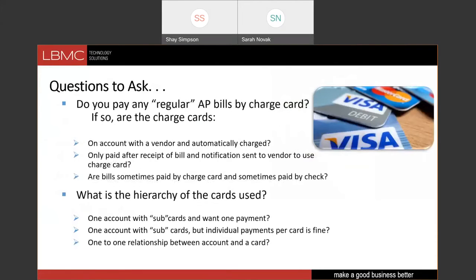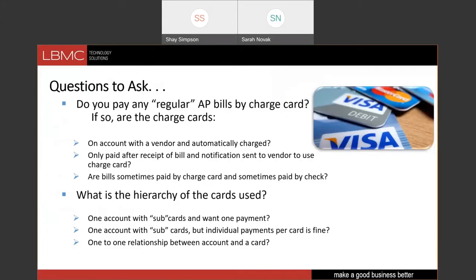Do you pay any regular AP bills by charge card? If so, are these charges on an account with a vendor and automatically charged? Or only paid after the receipt of the bill, with notification sent to the vendor to use the charge card? Are these bills sometimes paid by charge card and sometimes paid by check? And what's the hierarchy of use of credit cards? And this is a big one.